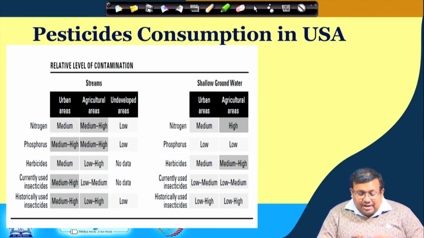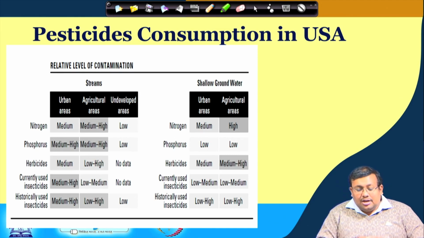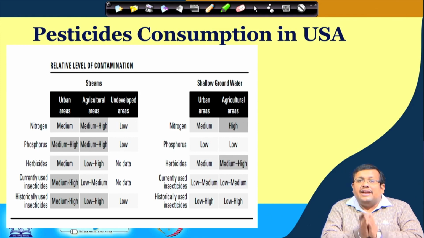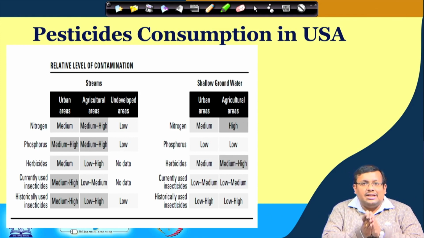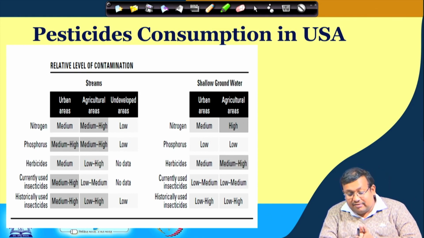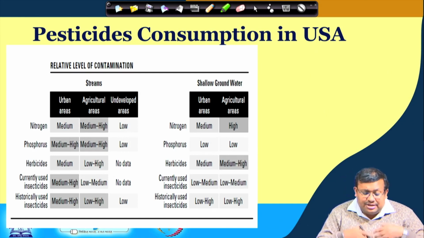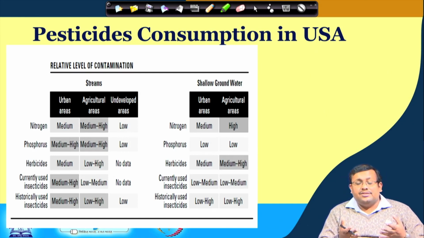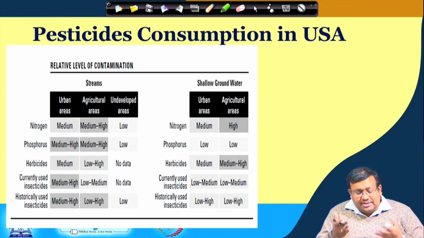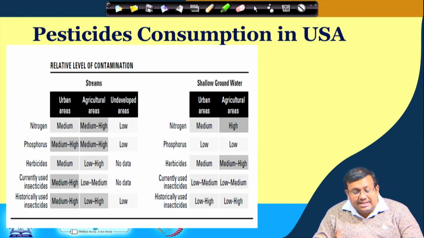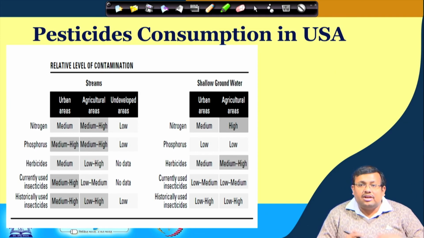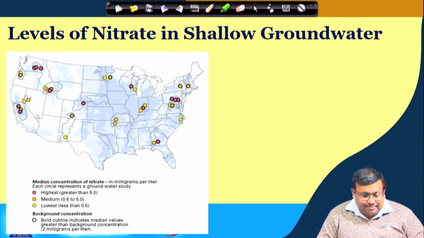So, if we consider the shallow groundwater, nitrogen produces stark differences between the urban areas and agricultural areas because of shallow water nitrogen contamination due to indiscriminate use of nitrogenous fertilizers. However, in case of insecticides, both urban areas as well as agricultural areas produce almost similar levels of shallow groundwater contamination.